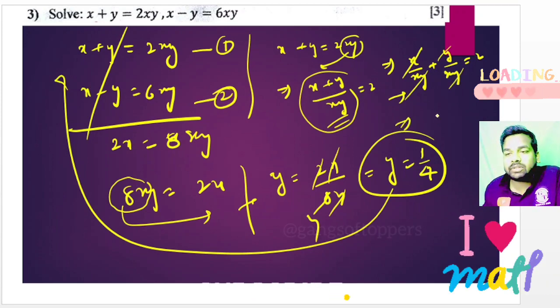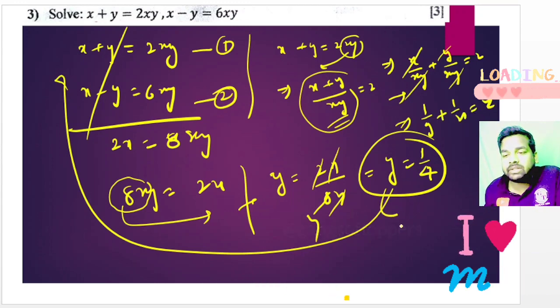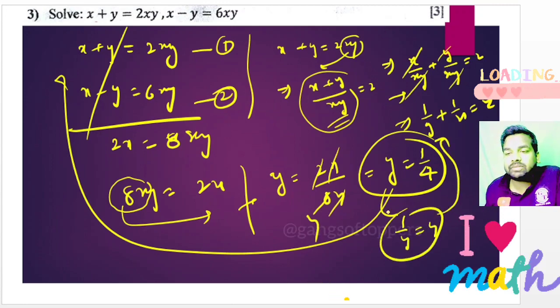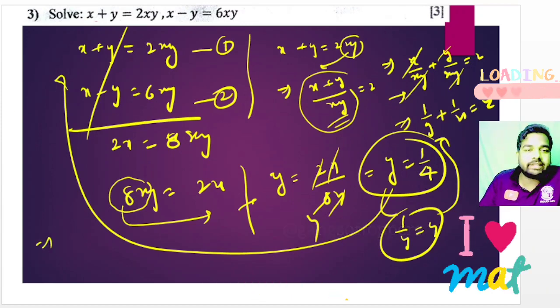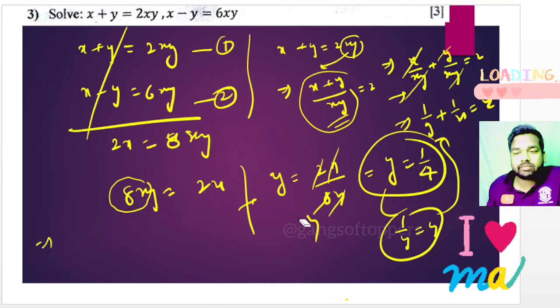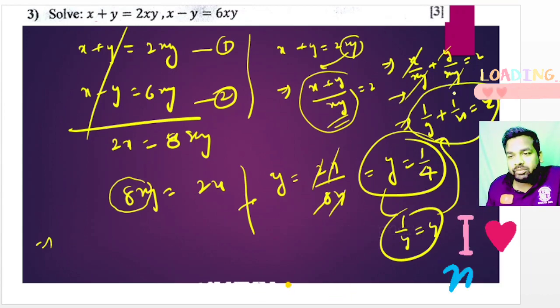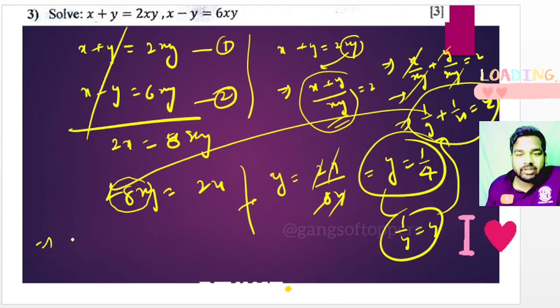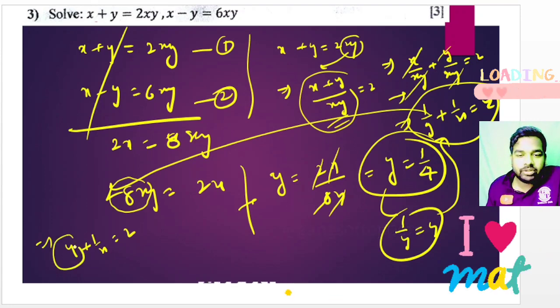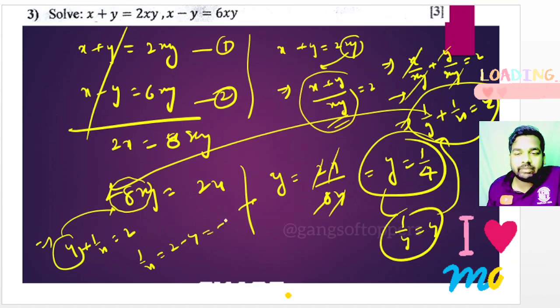So from here we get that 1 by y plus 1 by x is equal to 2. And since we already got that 1 by y is equal to 4, put this value in this formula. So I am writing here the answer: 1 by y, that is 4, plus 1 by x is equal to 2. Just put this to this side. So 1 by x is equal to 2 minus 4, it is going to become minus 2.